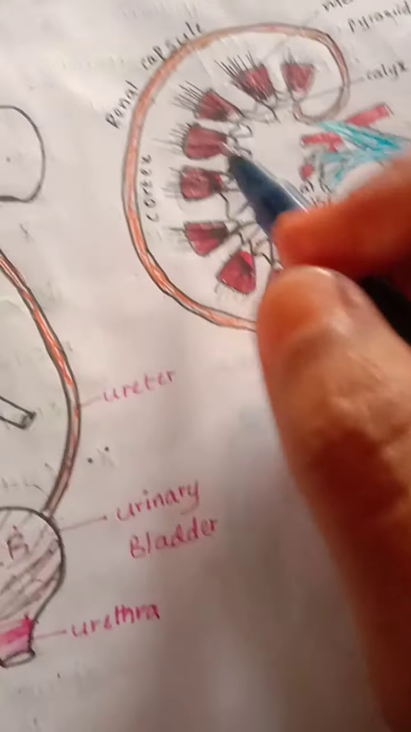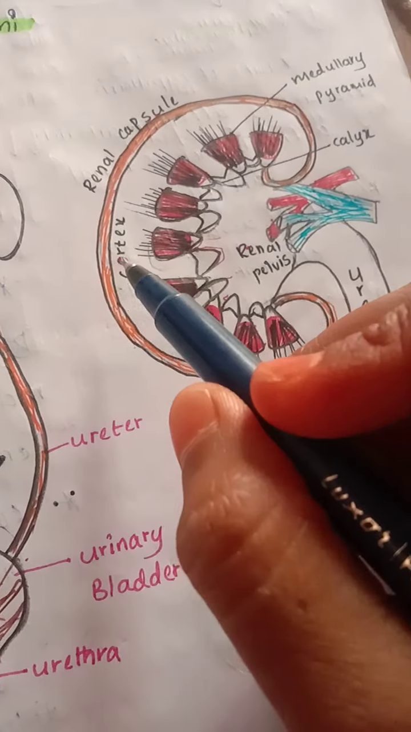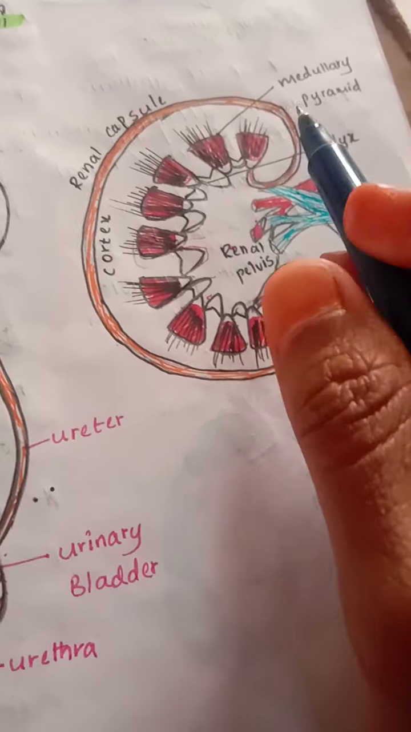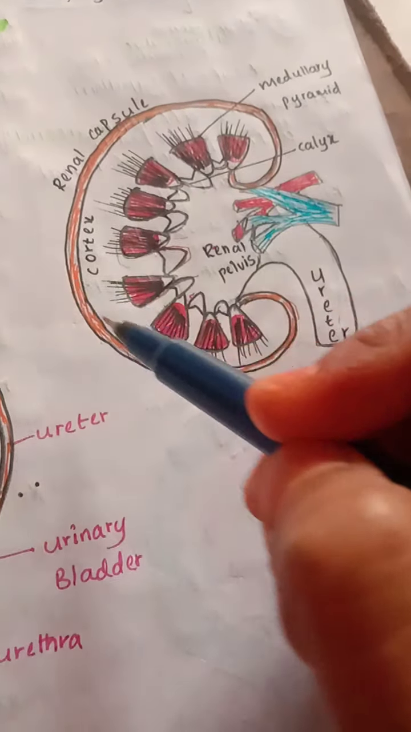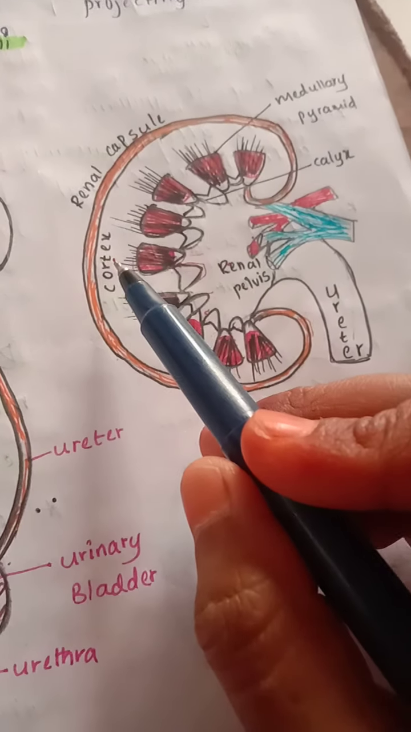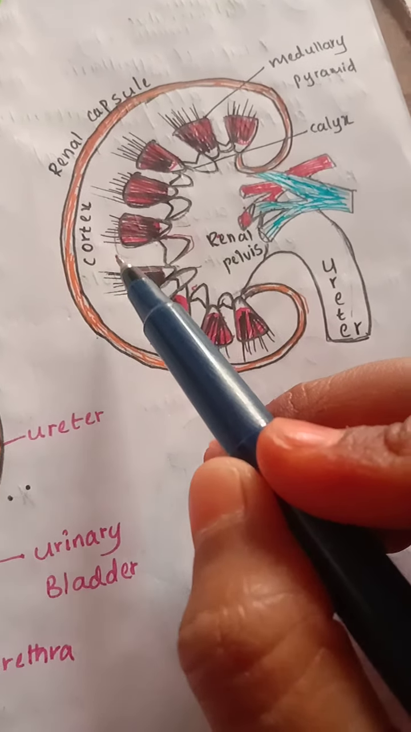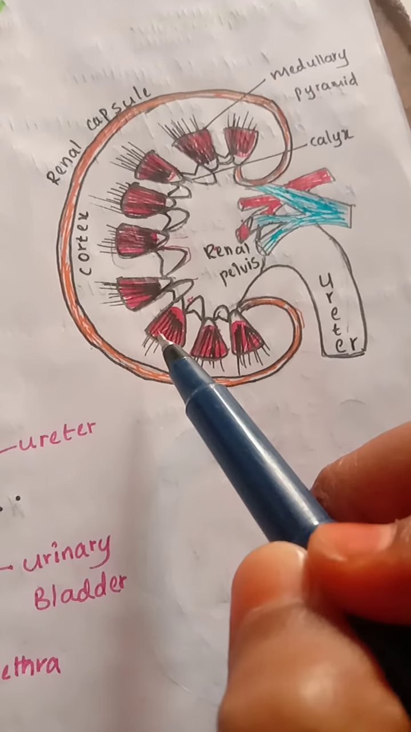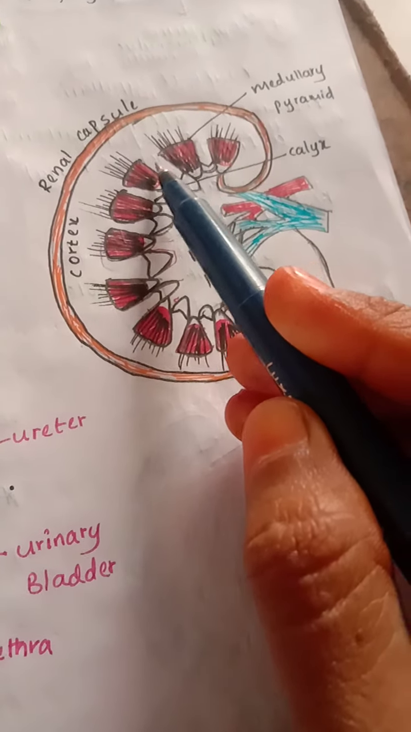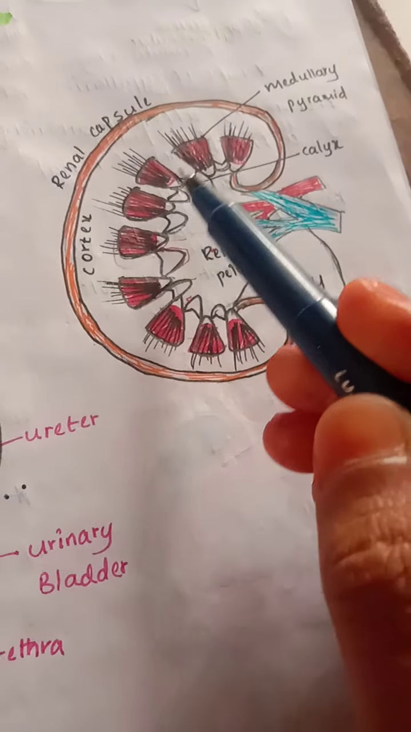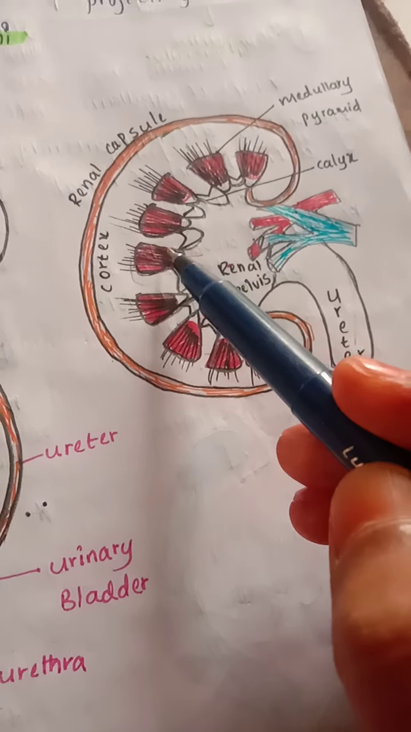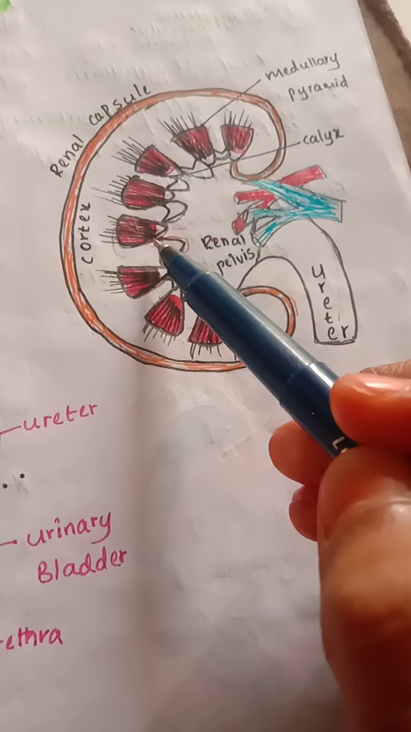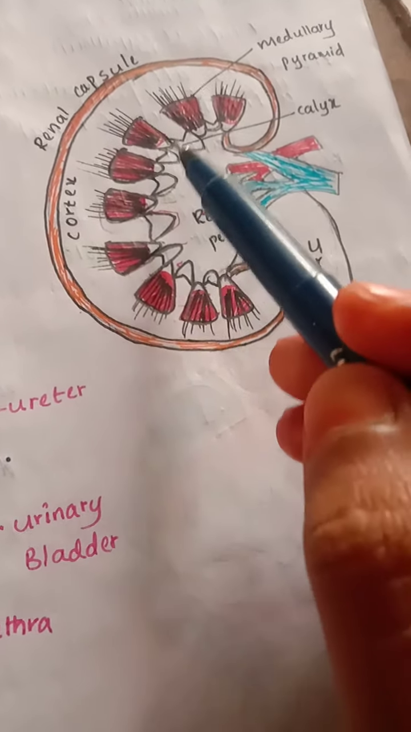There are two different layers: the outer cortex and the inner medulla, covered by a tough capsule. The cortex extends in between the medullary pyramids as renal columns, called the columns of Bertini.